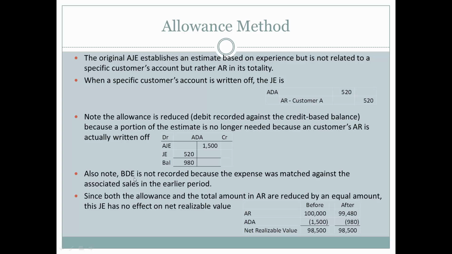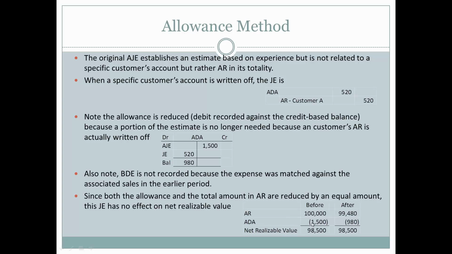Note also that bad debt expense is not recorded because the expense was matched against the associated sales in the earlier period, so the matching principle was not violated. So when this happens in a subsequent period, it goes against the allowance for doubtful accounts, not bad debt expense. Since both the allowance and the total amount in accounts receivable are reduced by an equal amount, this journal entry will have no effect on net realizable value. So now let's look at that. Originally, our accounts receivable were $100,000.